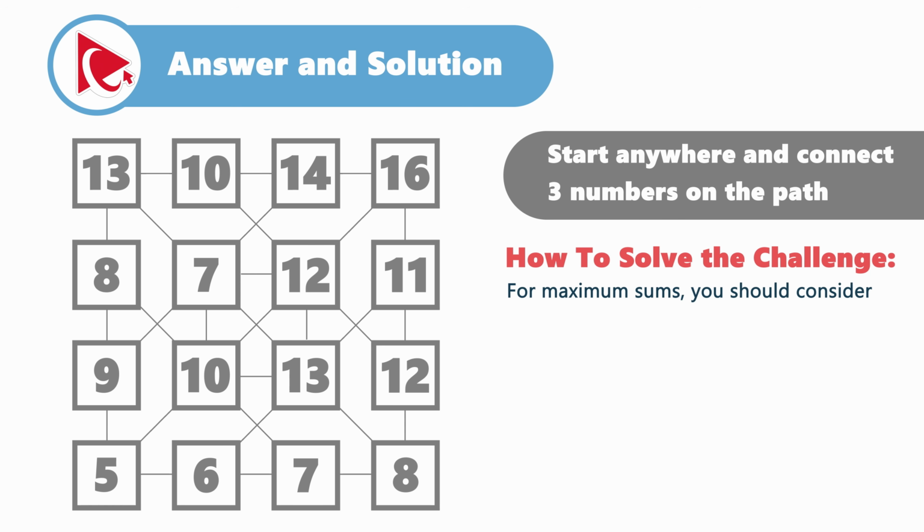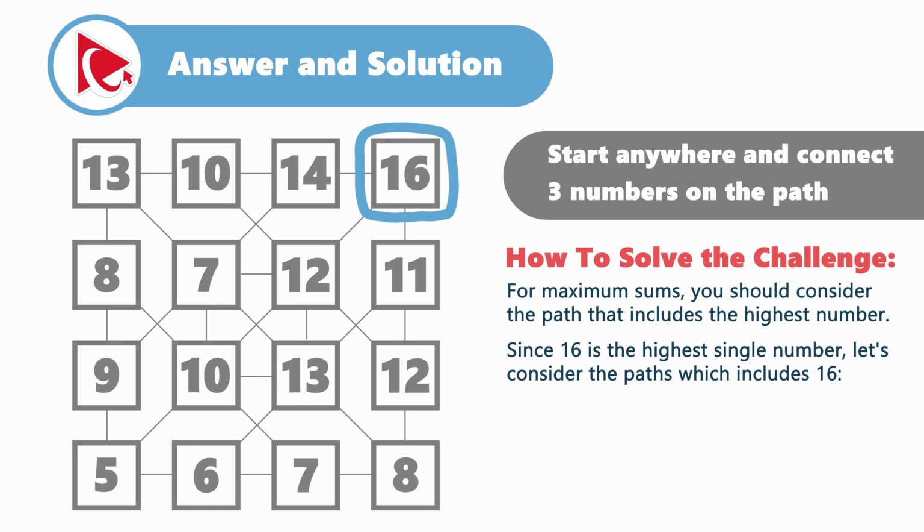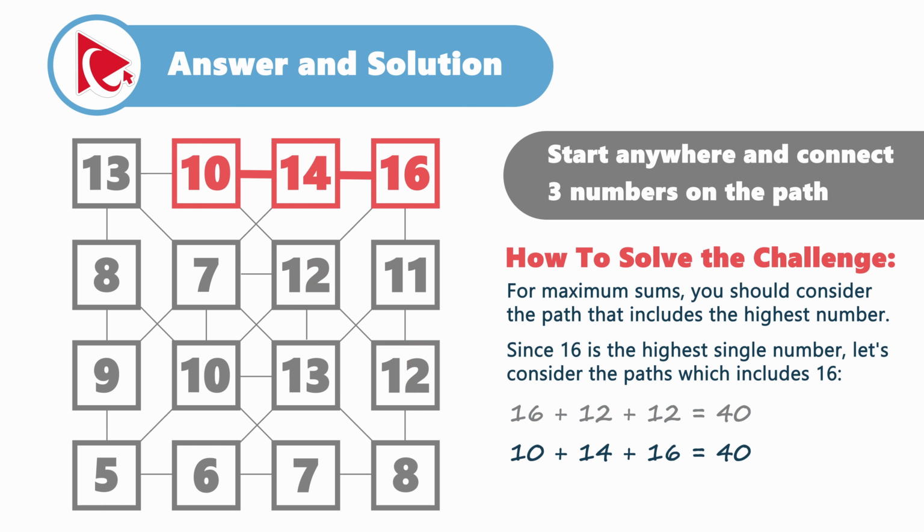For these types of questions, for the maximum sums, you should consider the path that includes the highest number. And the highest number here is 16. It's in the upper right corner. So let's look at both paths that include number 16. 16 plus 12 equals 40. And 10 plus 14 plus 16, well, also equals 40.